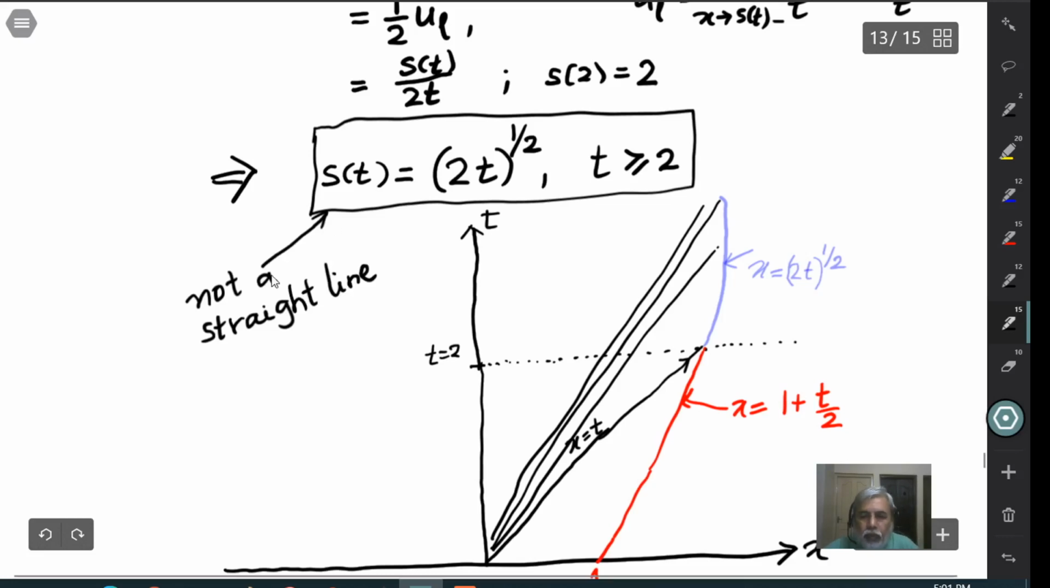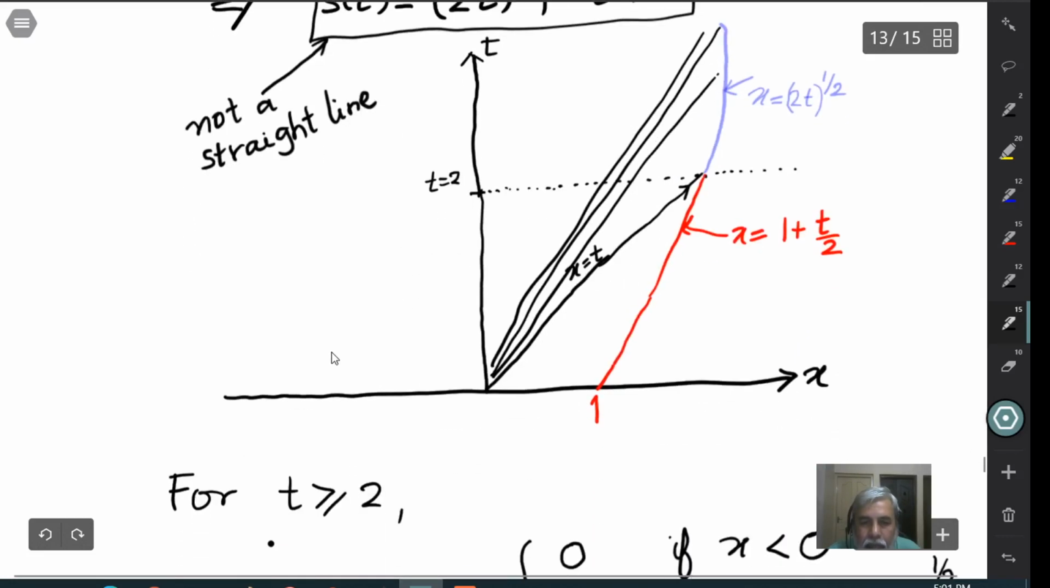Okay, so here is the picture in the xt plane, characteristics, shock curves, etc. So up to t equal to 2, there is only this rarefaction wave. So this is 0 here. This is the x by t solution. Okay, and here this is 1 and again 0.